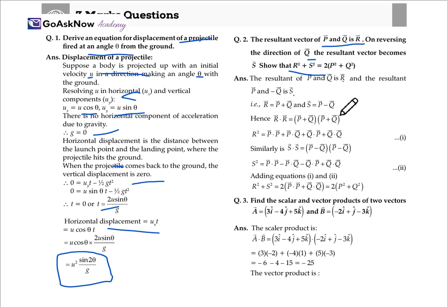This is the direction of the swim. So the time taken in case A, T1, is equal to the width of the river upon 5. The time taken in case B, T2, is equal to the width of the river upon root 7. Okay. So this is all about this question.